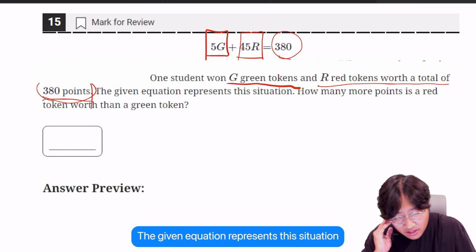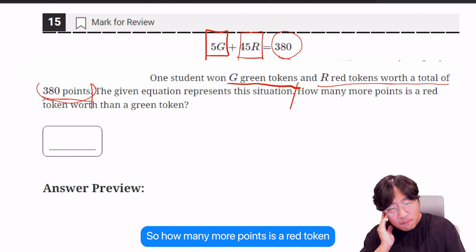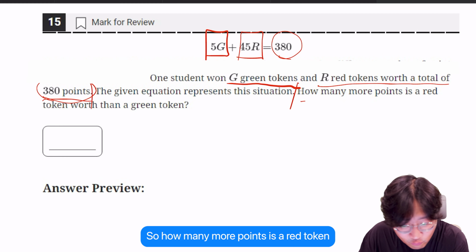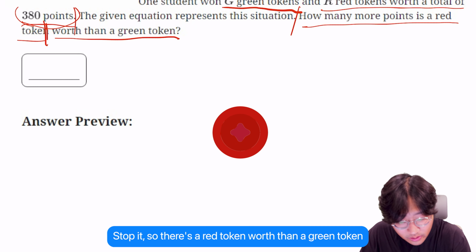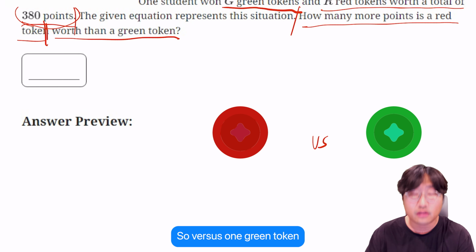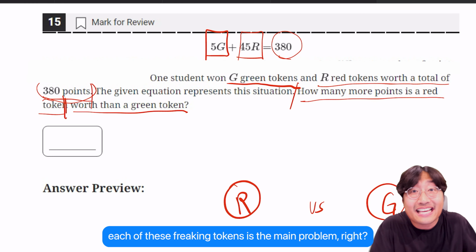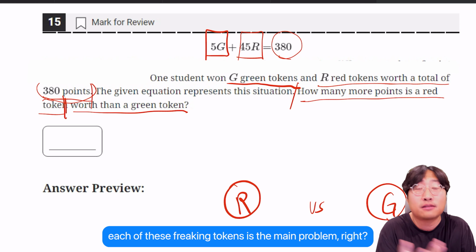The given equation represents a situation. So how many more points is a red token worth than a green token, versus 1 green token? Well, how many points is each of these tokens is the main problem, right?